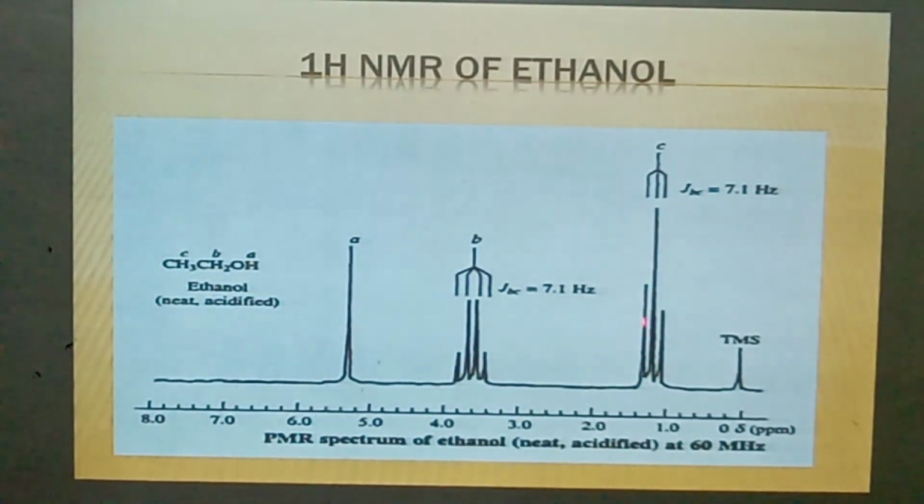You just look at this Pascal triangle explanation. Exactly this peak position for the triplet is one level, and exactly 2 levels, 1:2:1. Here, 1:3:3:1.